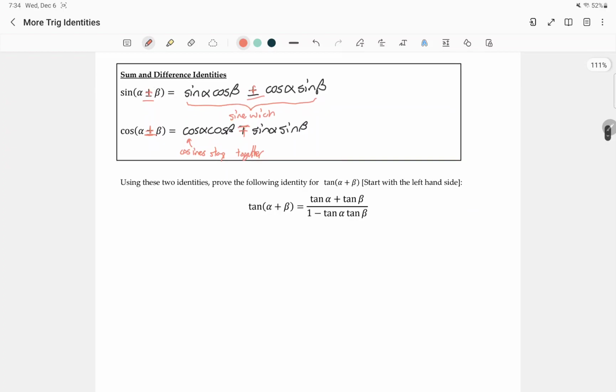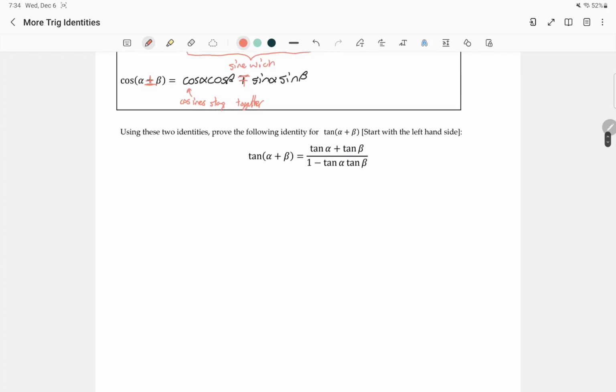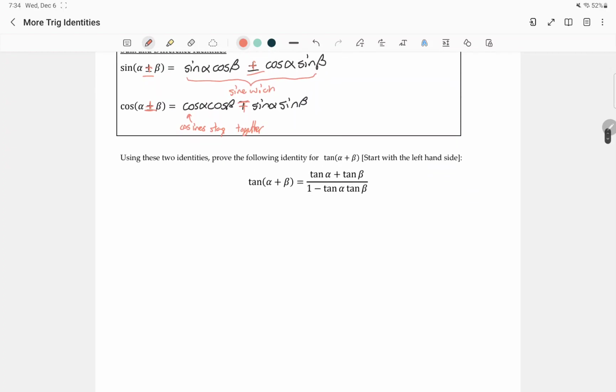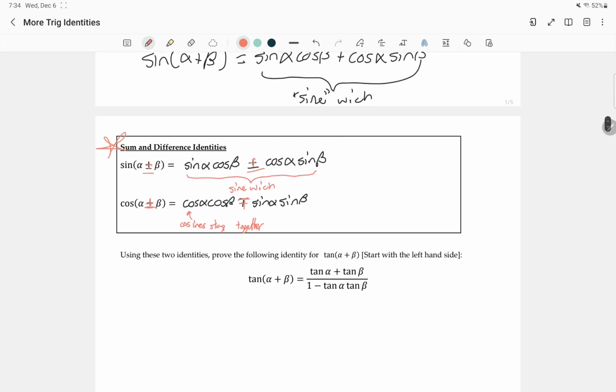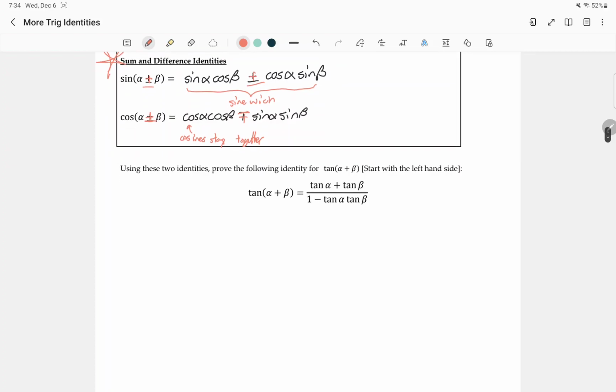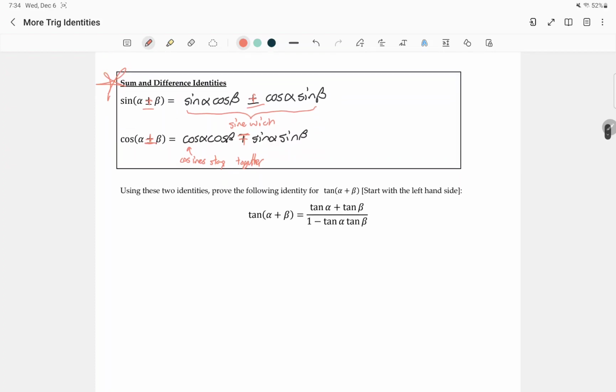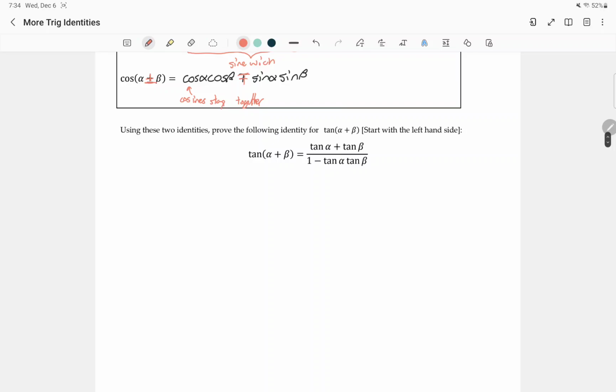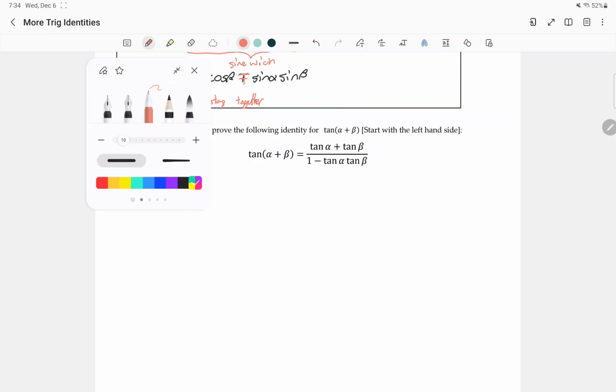So just remember that. All right, we're going to move on to the tan summation formula. Oh, and I just wanted to note, these are super important. You have to remember these. I would memorize them over and over again because these are used all the time and you'll need them in calculus.